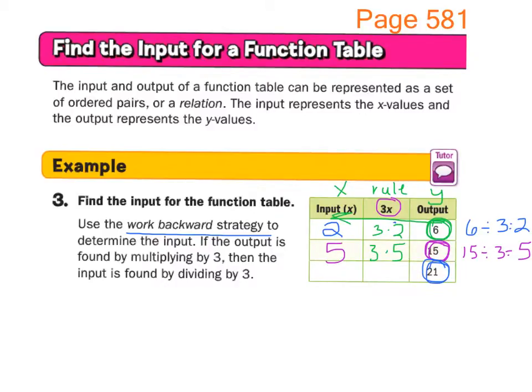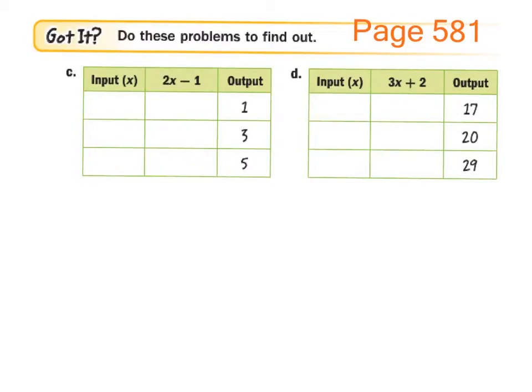If our answer is 21, I need to figure out 21 divided by 3, which gives me 7. And let's check our input. Is 3 times 7 21? It sure is. So when they give us the outputs over here, we actually have to work in reverse and work backwards. So let's try some of these.